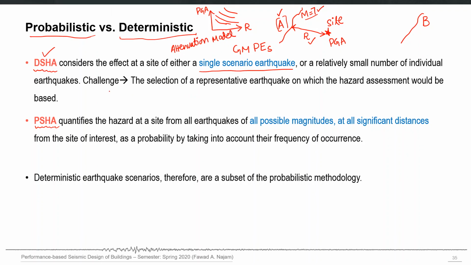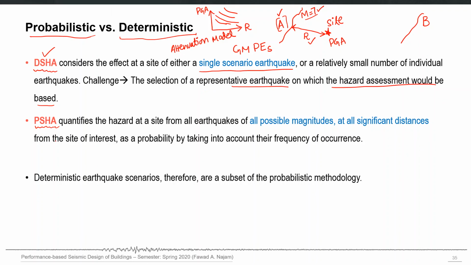So obviously the challenge is the selection of a representative earthquake on which the hazard assessment would be based. Since this process only considers one critical earthquake scenario, with the maximum magnitude and the most controlling fault, the main challenge will be the selection of that representative scenario.